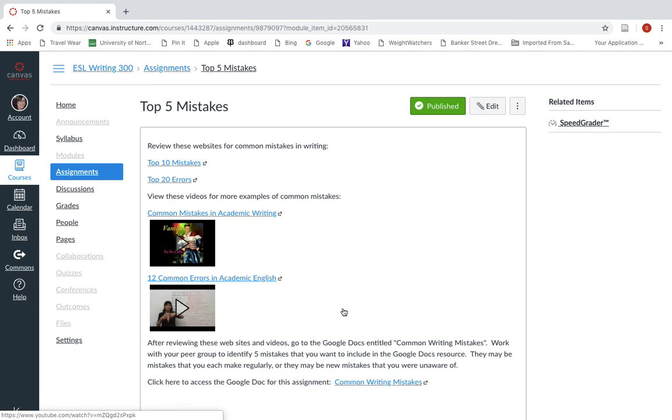to add some. It's going to be a resource document where they can put in information that's going to help them later on to remember not to make those mistakes, for example, or in another Google Doc where they're going to look at sentence structure.